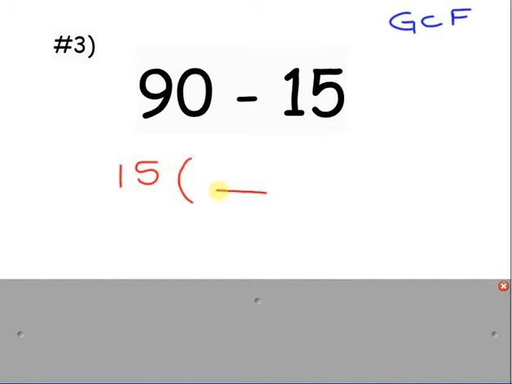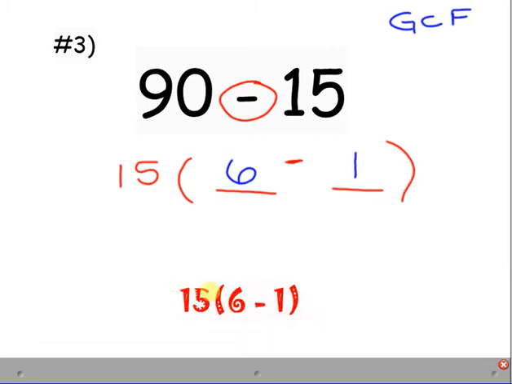Open parentheses, space, my operation is subtraction this time, space, close parentheses. How many times does 15 go into 90? It's going to be 6 times. How many times does 15 go into 15? 1 time. So this right here should be your answer. 15, open parentheses, 6 minus 1, close parentheses.